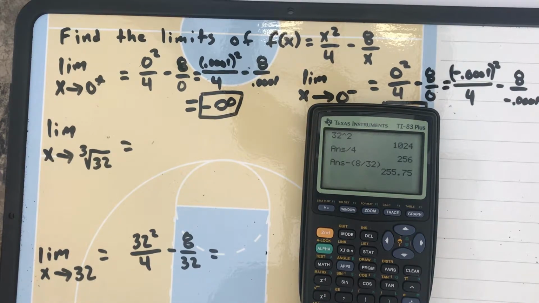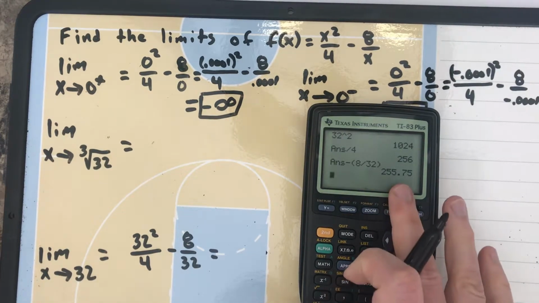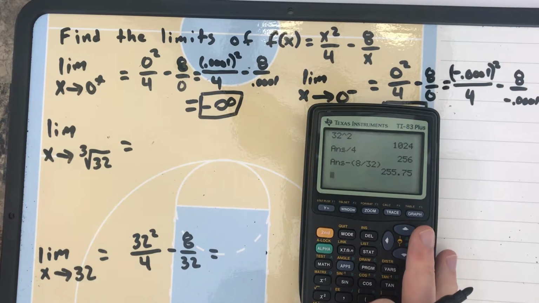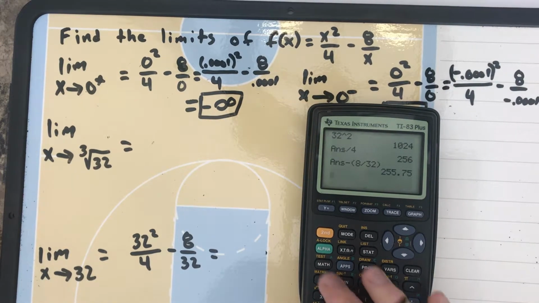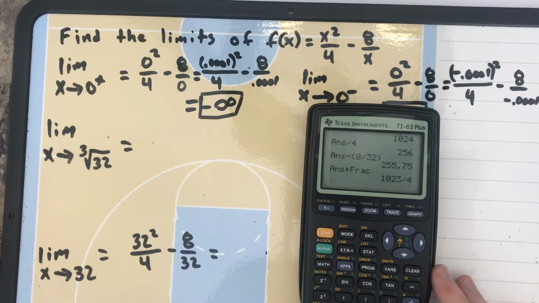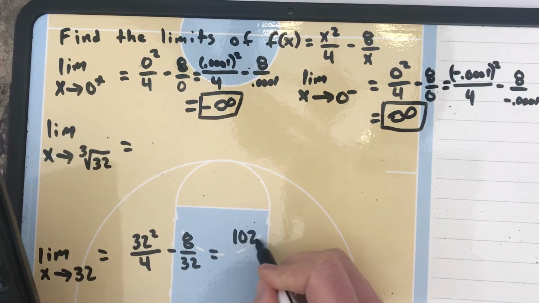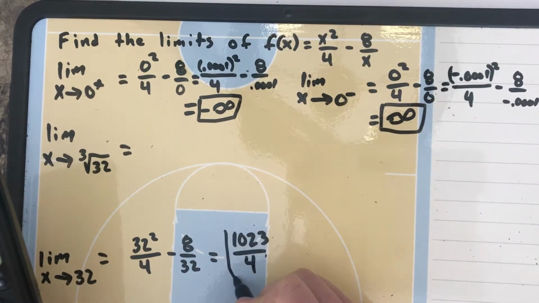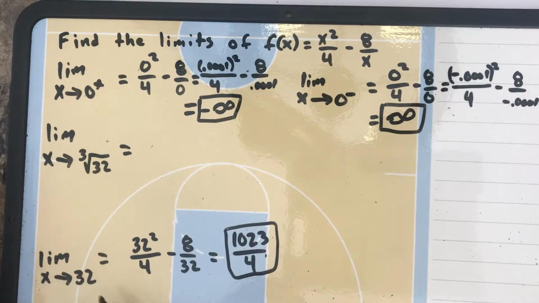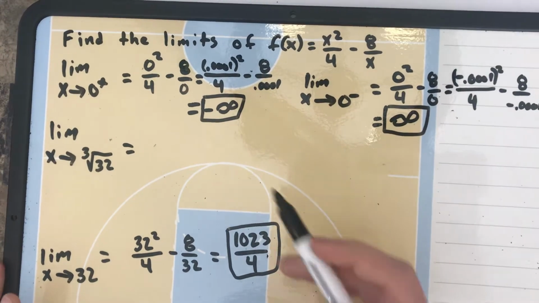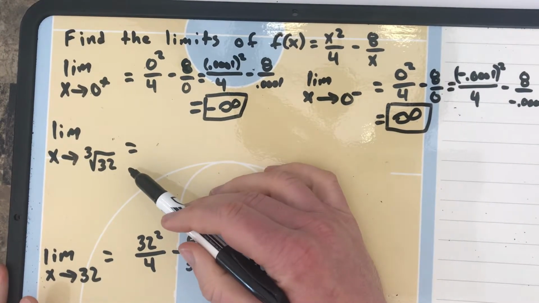I'm getting 255.75. When I put that in the calculator, that's what that gives me. I could put that as a fraction: that's 1,023 over 4. So as x approaches 32, I get 1,023 over 4. That should make sense, because that's kind of how we found limits in section 2.2. Same idea. This next one, though, is going to be slightly different.